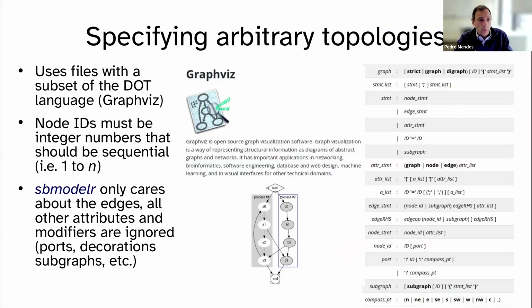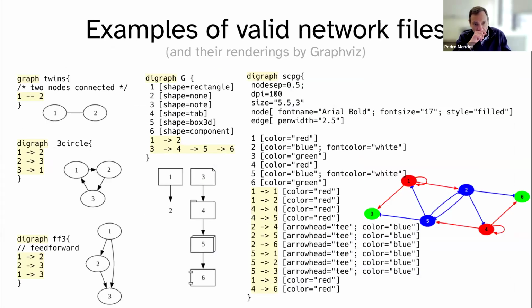Now, for the arbitrary topologies, we use a file format called DOT language from a package called GraphViz. I'm not going to describe the details, but there are ways of describing how units are connected using this language, and that's your input if you want to make an arbitrary network rather than just a regular grid of cells. And these are examples of those network files.